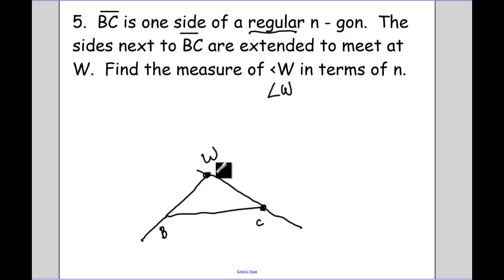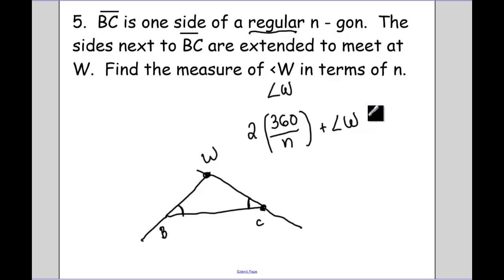So what is each one of those exterior angles going to be? Each one of those exterior angles is 360 divided by the number of sides. Now, I have two of those, and those are both equal. Plus angle W is going to equal 180. So what do I have? I have 720 over n, because I multiplied 2 times 360, plus angle W equals 180.